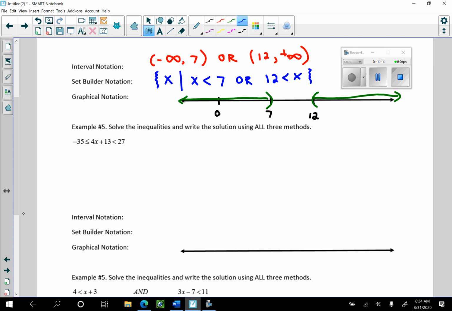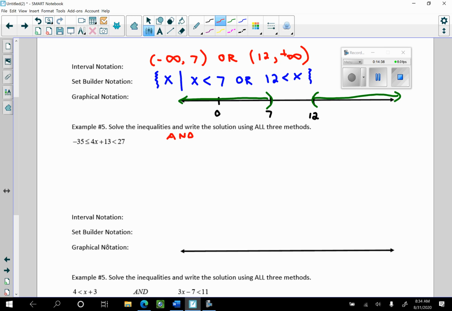Alrighty, example 5. So now we have a compound and. When I put those two inequalities together, automatically this is an and. I'm going to show you the difference between the next two examples, the difference in the ands, and it's just how they denote it. I can do that all at one time.